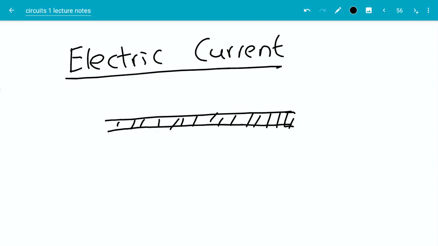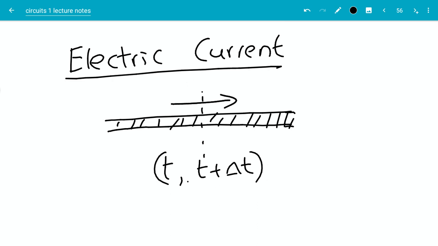What is electric current? Let's say we are observing any given wire in a circuit, and we're observing a particular cross section of it. We are observing in the time interval from time t to time t plus delta t, and we're measuring how much charge is flowing in one direction, let's say from left to right. We measure a total of delta q charge flowing from left to right.